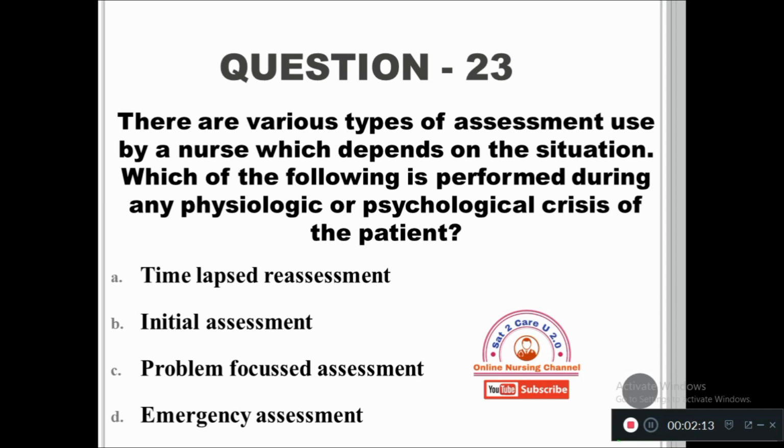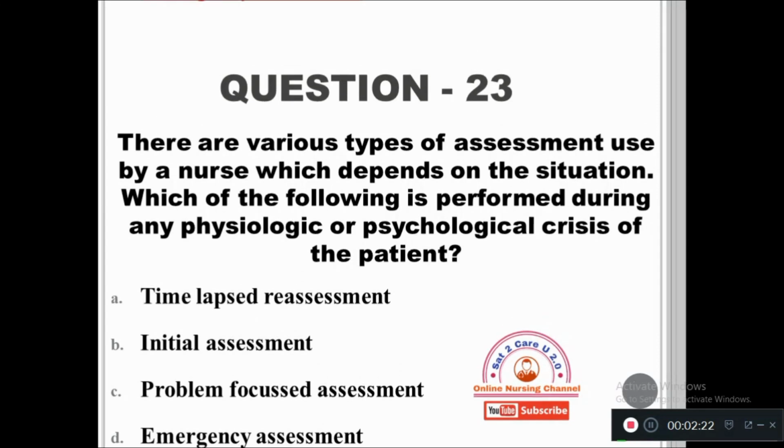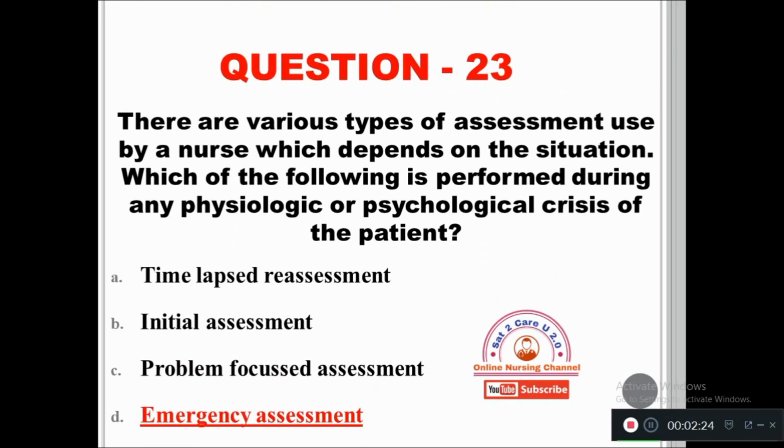Option D, emergency assessment. At the time of physiologic or psychological crisis, the nurse should do the emergency assessment. That will be most appropriate for this situation. Time-lapse reassessment takes more time. Initial assessment is done very shortly, and problem focus assessment needs a detailed assessment of the situation. So in an emergency or crisis situation, emergency assessment is very appropriate.